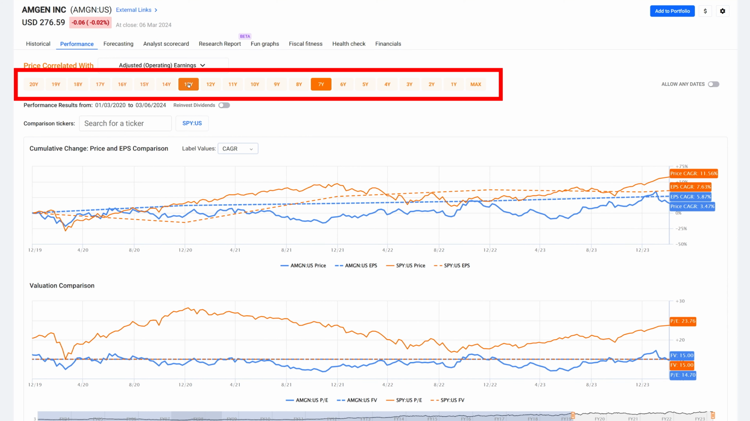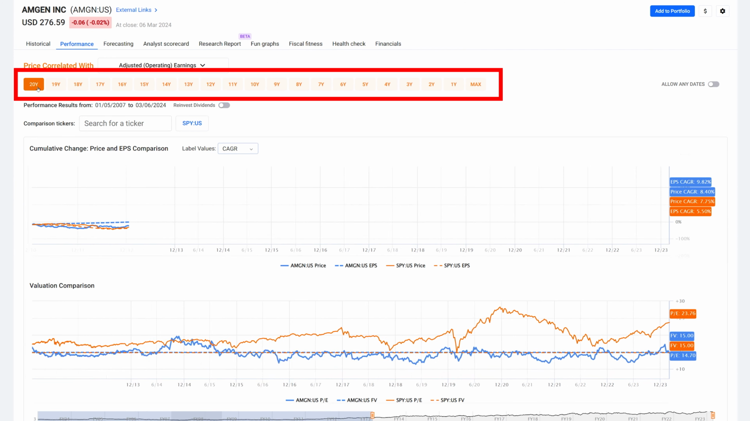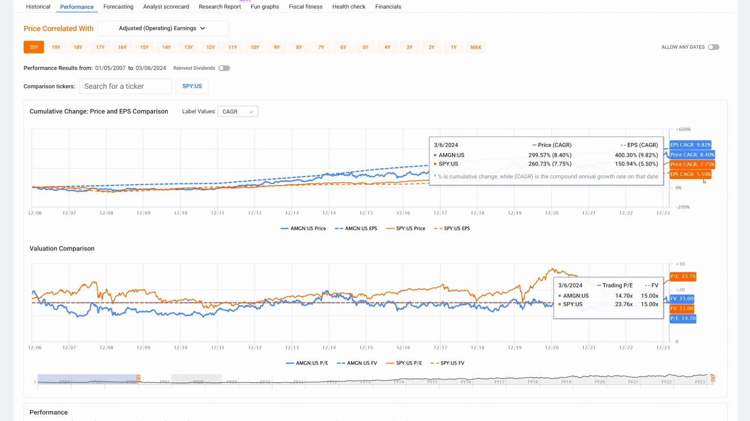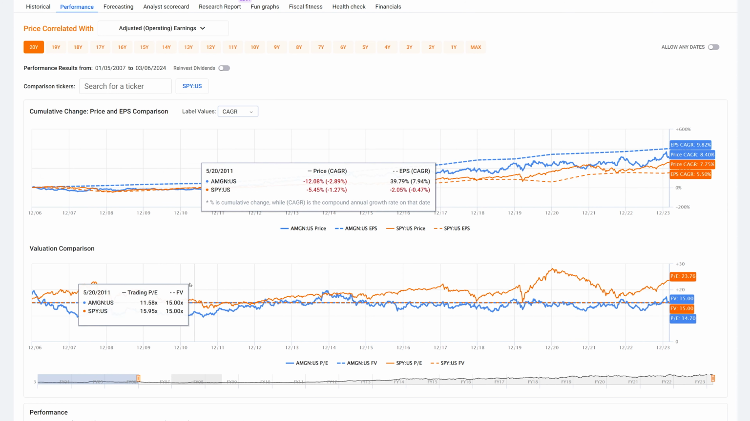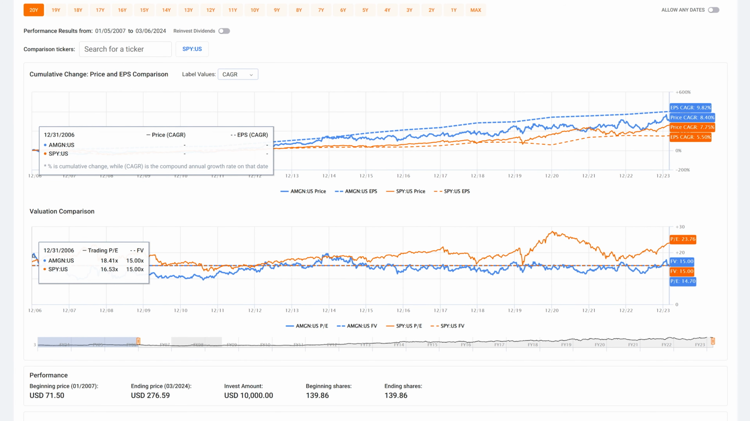But again, if I change time frames, I can get different pictures here. I'm going to do the 20-year time frame. And what we see here with Amgen is earnings growth of 9.82% versus earnings growth of 7.75%. We see an annualized rate of return for price of 8.4% versus an annualized rate of return of 7.7%. And what we see here again is advantages in valuation and growth.